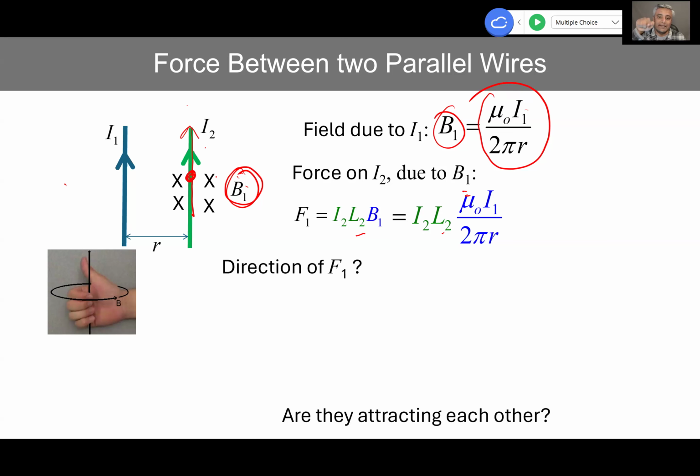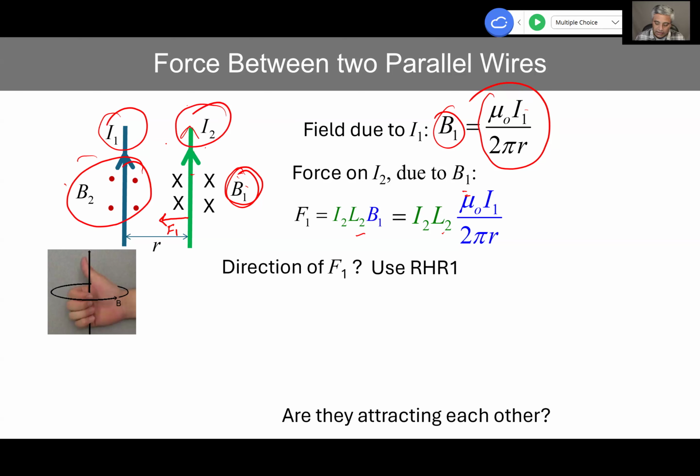Now the field is going into the page, so you need to crawl your finger into that. That's the direction of force. So this force is pointing towards current number I1. So the force is pointing to the current I1, which means the force here is acting this way. That is F1.